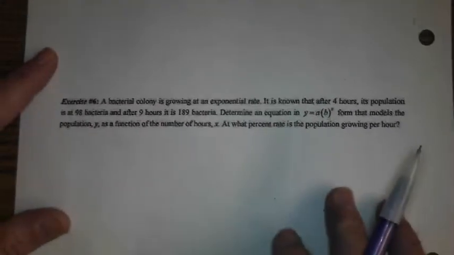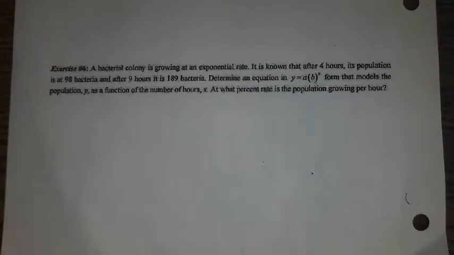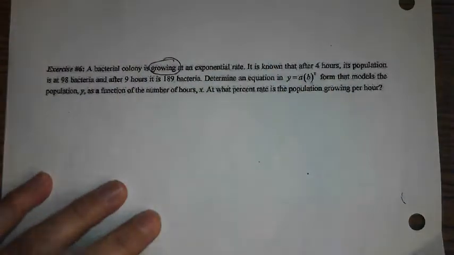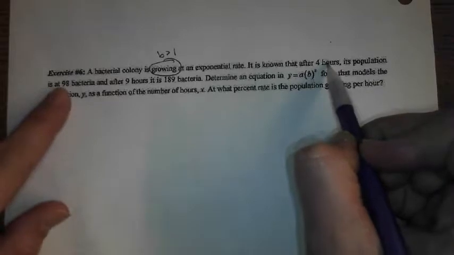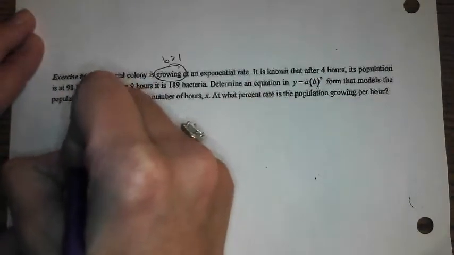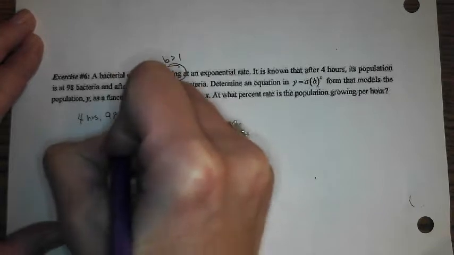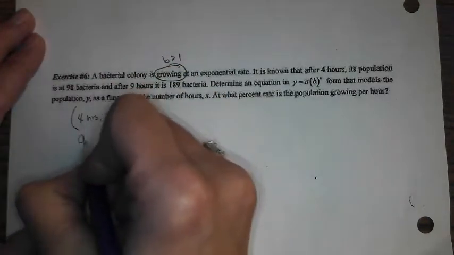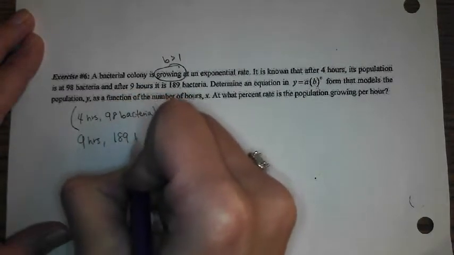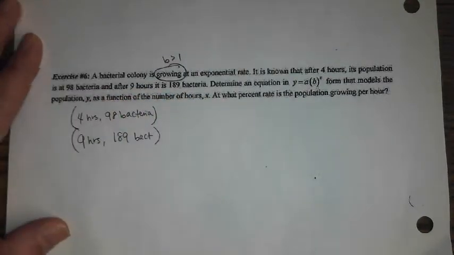Okay, let's do this one, which is, yes, a word problem, but you have all the skills. You just have to pull the points from the word problem. A bacterial colony is growing at an exponential rate. Growing, so what's B? Greater than 1. It is also known that after 4 hours, its population is 98. So there's 1 point. 4 hours, 98 bacteria. And after 9 hours, so 9 hours, 189 bacteria. Okay, they're just giving you your 2 points.